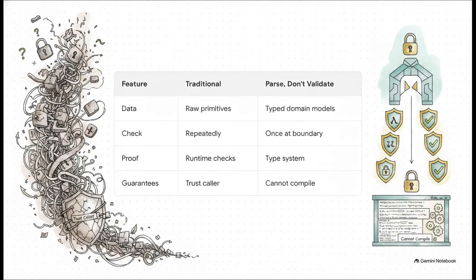What's really fascinating is when you directly contrast these two approaches. In traditional validation, you're operating on raw primitives and your checks happen repeatedly throughout the entire execution of your program. But look at the parse-don't-validate approach. We parse those raw strings into typed domain models. Notice how this new approach moves the checks to exactly once, right at the system boundary, just like we saw in our smart constructors. The proof of validity isn't scattered in a bunch of runtime Boolean checks. It is encoded permanently into the Haskell type system. The downstream guarantee is absolute. Your function physically cannot compile without valid types.